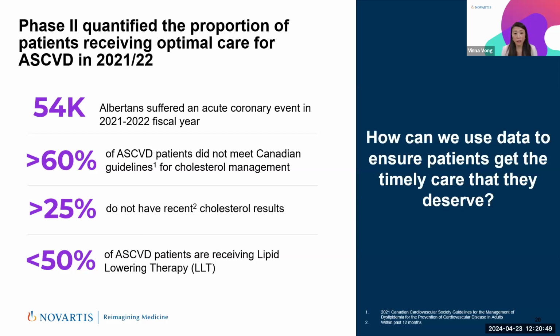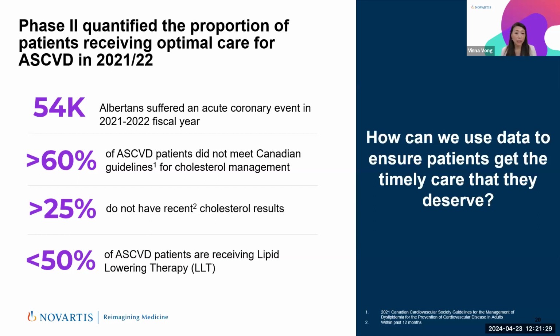And these 54,000 individuals are actually at high risk for subsequent major cardiovascular events. In addition, most Albertans living with ASCVD, so over 60%, do not meet the Canadian guidelines for healthy cholesterol management. So over 25% of these patients have not had their cholesterols checked in the past year, despite being one of the highest risk groups, meaning there is a gap here. So why are they not getting it checked? Is it an access or equity issue? Are they the ones that are falling through the cracks? Like, how do we catch them?